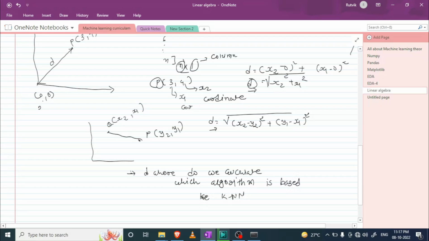When we talk about k nearest neighbor in a different video, at that time we are going to discuss Manhattan distance. There are another two or three distances, and I forgot the names of those distances. The first one is Manhattan, which is Manhattan distance.